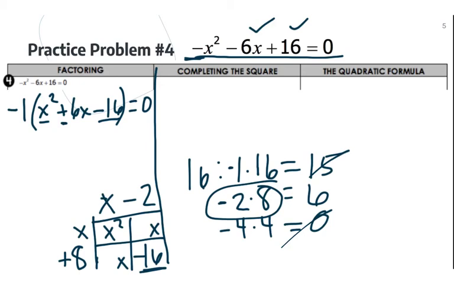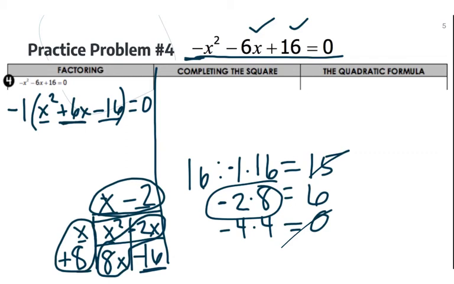All right, so now let me finish this. It's not a perfect square, but it's like a rectangle, kind of. So x times negative 2 is negative 2x. And 8 times x gives me positive 8x. And when I combine these guys, 8x minus 2x, I get 6x. Cool. So my factors are x minus 2 and x plus 8. Okay, so now I've factored it.